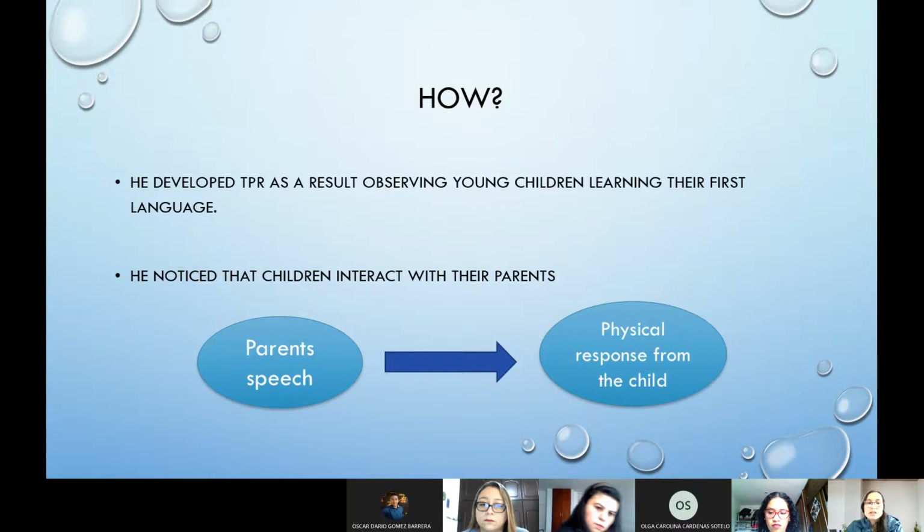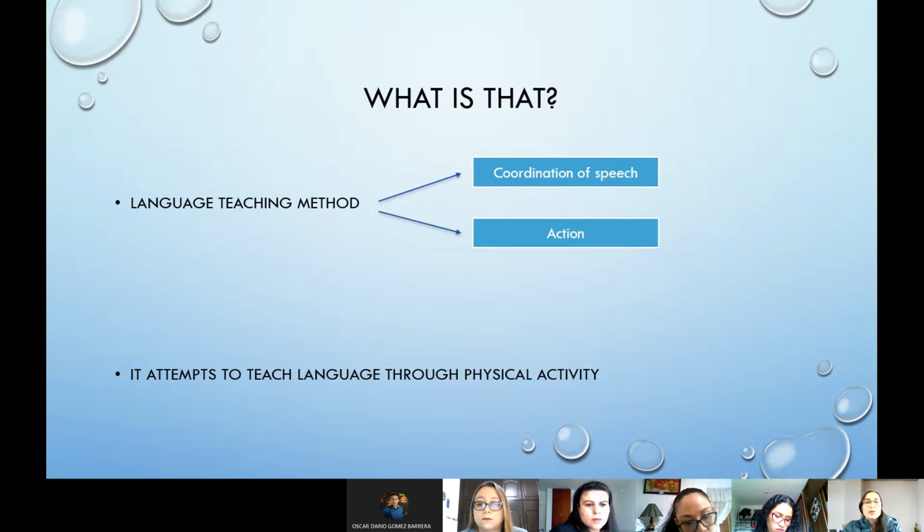And he noticed that the children interact with their parents, taking into account the following order. First of all, he noticed that the parents' speech could be answered by the children with a physical response. When we talk about the physical response, we are talking about body movement or body language. The total physical response is a language teaching method that allows the coordination of speech and action of the children. It attempts to teach language through physical activity. So the total physical response is, as the name says, all that we can do with our body language, the movement that children can use for learning language.